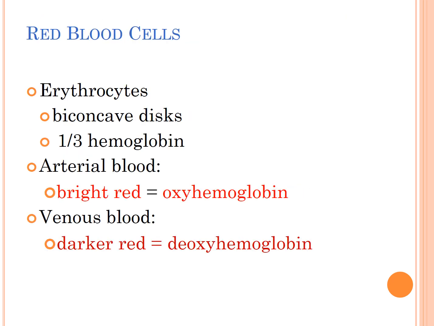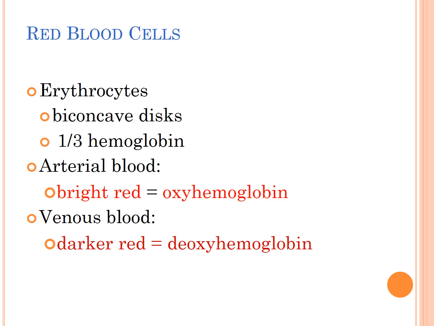Red blood cells. Red blood cells are just a sac of hemoglobin. These are cells that don't have any other organelles. They look like biconcave discs, meaning they're wider on the edges, very thin in the middle. Sometimes in a light microscope, it almost looks as though you can see through them, like they're donuts. They contain about 1/3 hemoglobin.